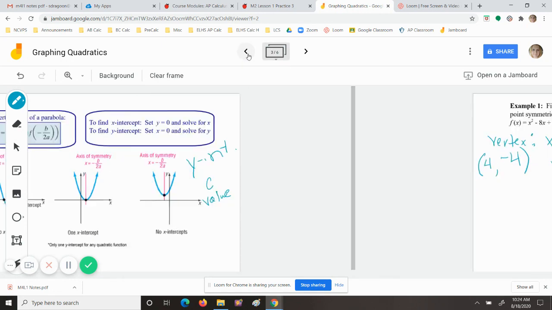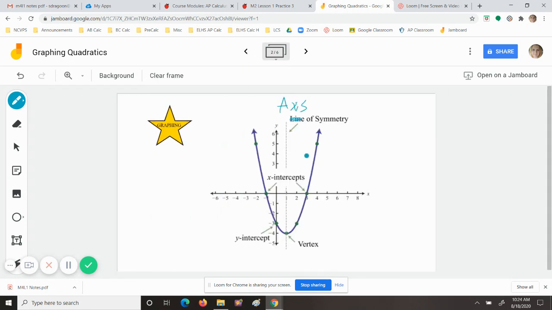Next, axis of symmetry. I want to go back and show you something. When we looked at this graph of a parabola and the properties, notice that the axis of symmetry is a vertical line that goes through the vertex. A vertical line has the form x equals some number, because notice the x coordinates are all the same. The x coordinates here in this particular case are all 1. So your axis of symmetry is always x equals a number.